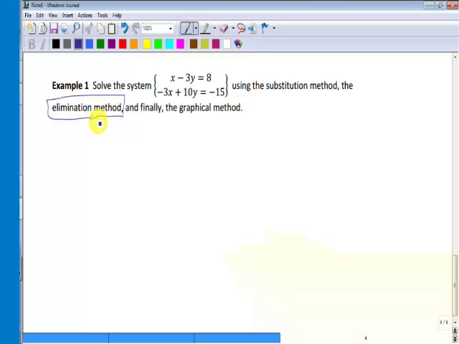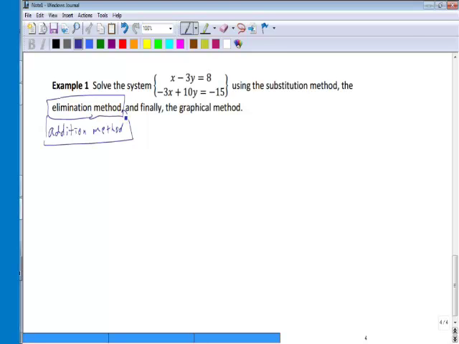I think it's our college algebra textbook. She may call this the addition method. It does go by both names. Most textbooks that I've seen over the last dozen years or so have called it the elimination method. I think when I learned it way back when, it was called the addition method.